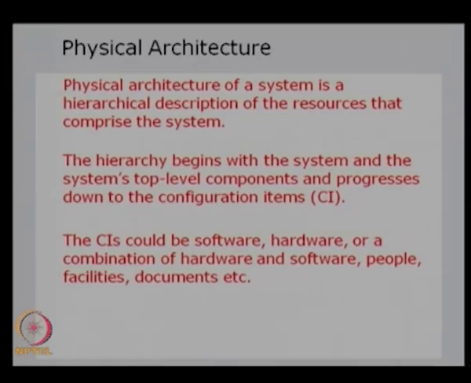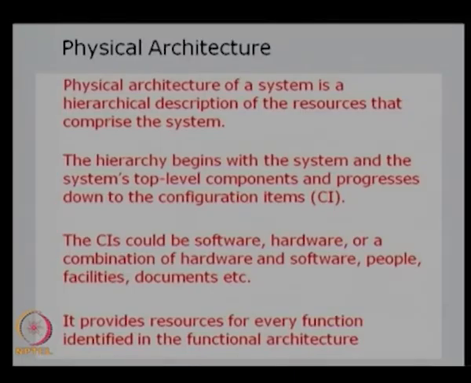By looking at the physical architecture, we will be able to tell what components are being used there, what the assemblies and sub assemblies are, and what other items come as configuration items in terms of people, facilities, as well as documentation. And then we will be able to identify which components provide the functions, which function is mapped to a particular component, which components provide multiple functions, or which multiple functions are satisfied by a single component. All these things you will be able to identify from the physical architecture. So it provides resources for every function identified in the functional architecture. So that is the basic idea.